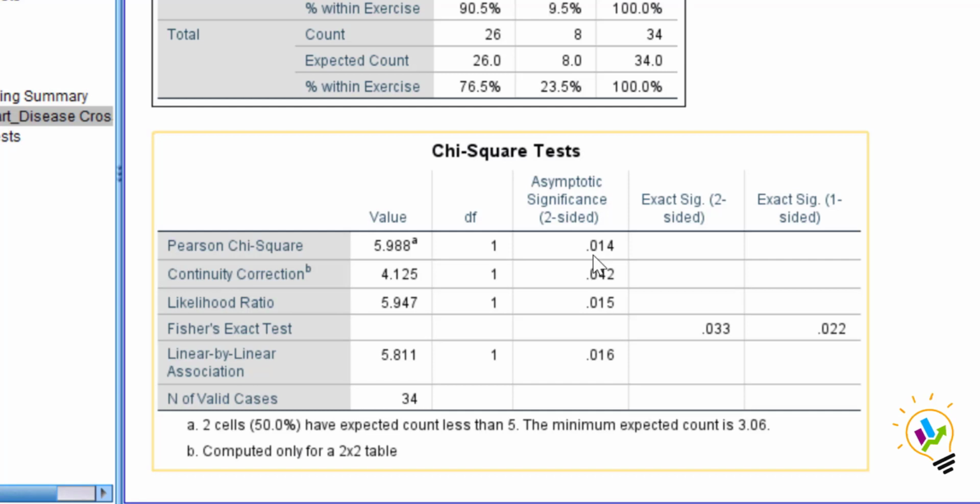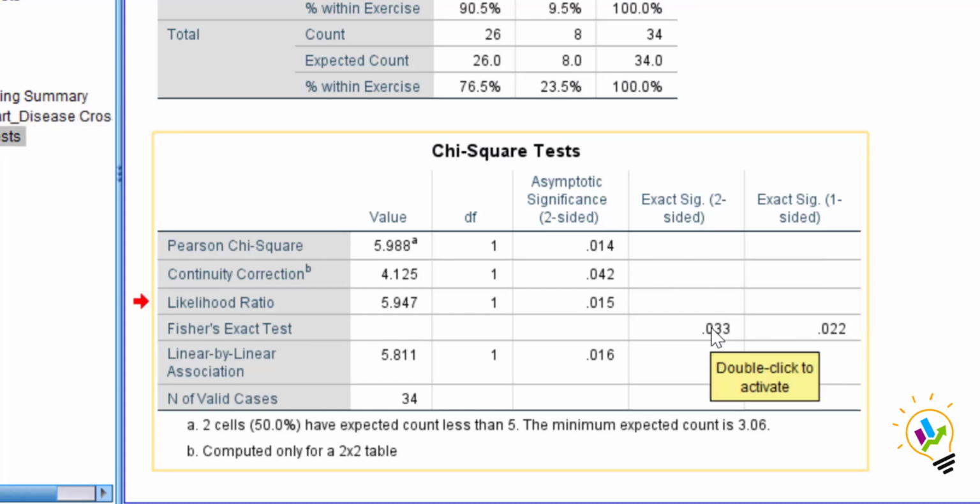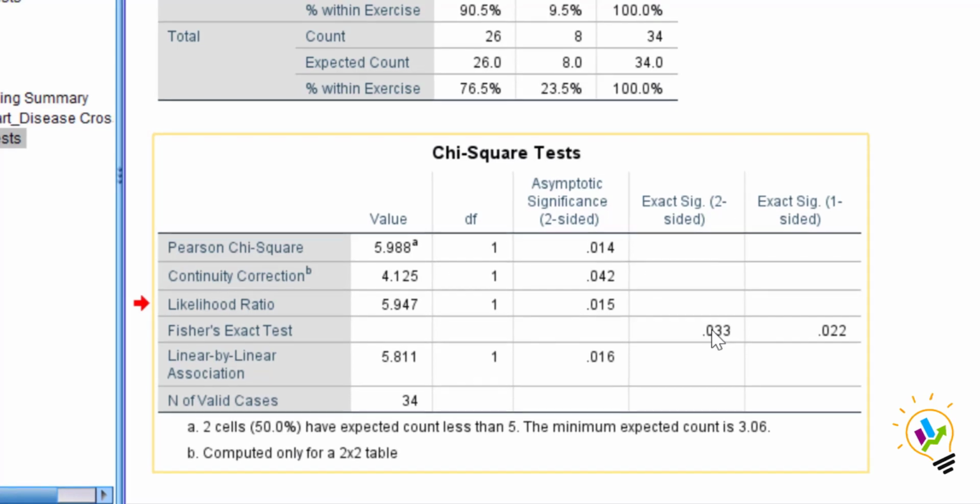But here we must see Fisher's exact test. See, the exact test value is 0.033. This is also less than 0.05. It means again the same interpretation: the null hypothesis is rejected since the p-value is less than 0.05.